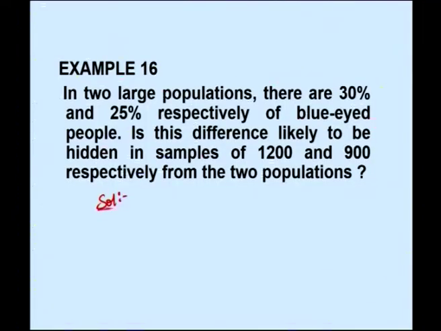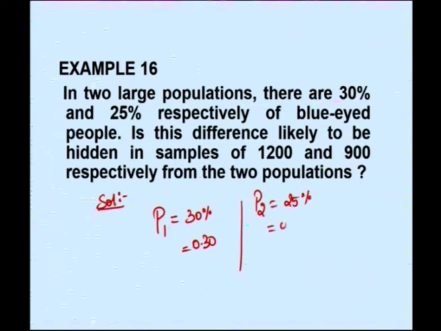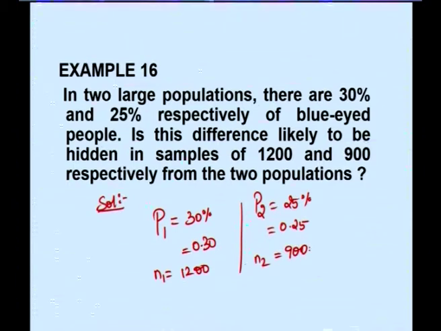It is actually good when population values are directly given. Why are we taking the sample? The sample is taken because a complete enumeration of the population is not possible. When the population values are available, they are given first preference for calculation. We are given capital P1 equal to 30%, which is 0.30, and capital P2 equal to 25%, which is 0.25. N1 is equal to 1200, N2 is equal to 900. Now, with these values you have to calculate the Z value.